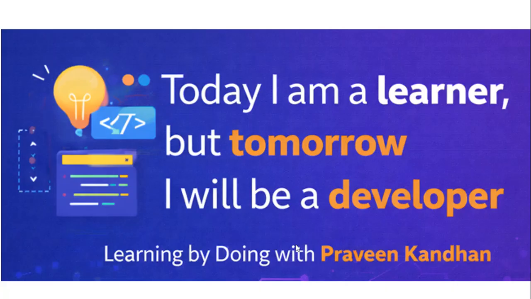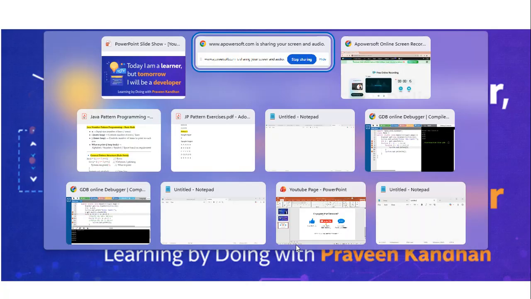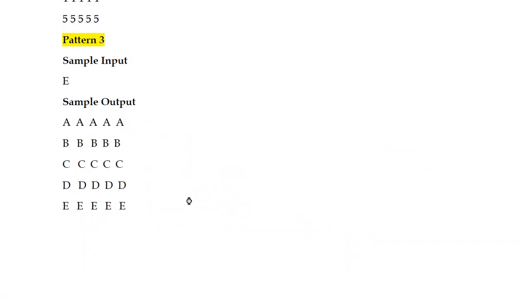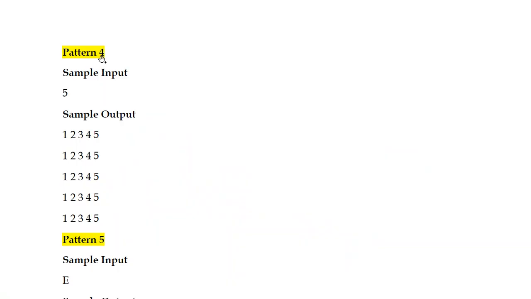This is Praveen. In this Java playlist, you will learn Java pattern programs step by step. So this is Java programming session number 10, pattern 4, number increasing row pattern. This is what we are going to discuss, this pattern 4.